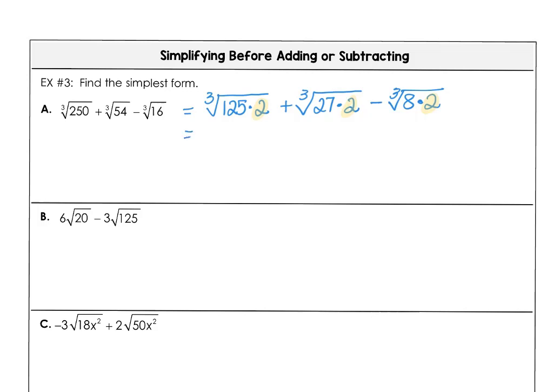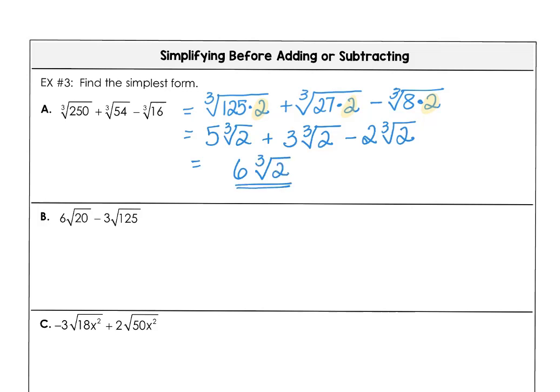The cube root of 125 is 5. So we've got 5 cube roots of 2. And the cube root of 27 is 3. That leaves us 3 times the cube root of 2. And then lastly, the cube root of 8 is 2 times the cube root of 2. So our index is 3 in each term, and our radicand is 2 in each term. Adding up the constants, 5 plus 3 minus 2 leaves us with 6 times the cube root of 2, using those properties from the first page.